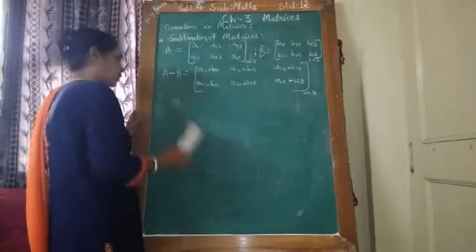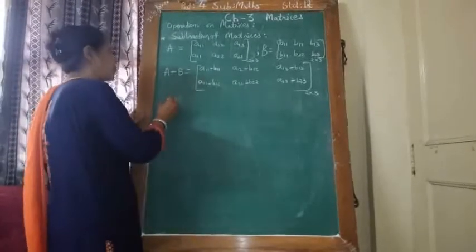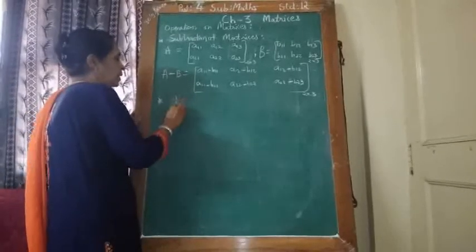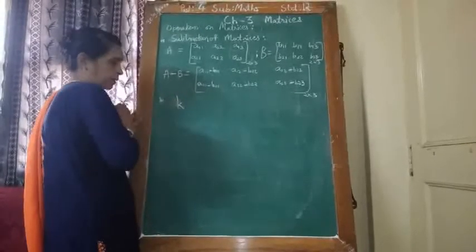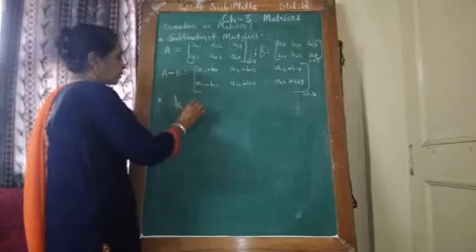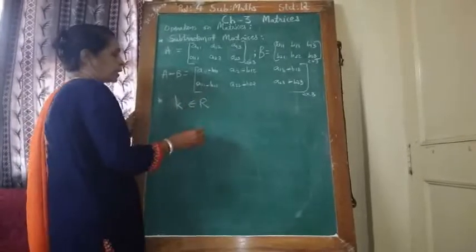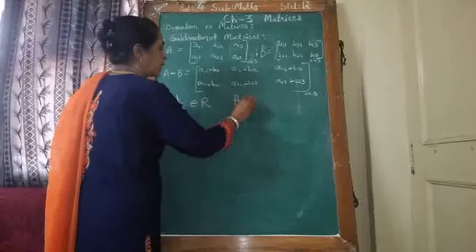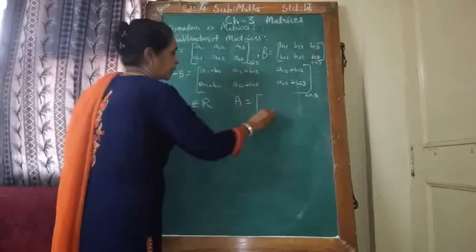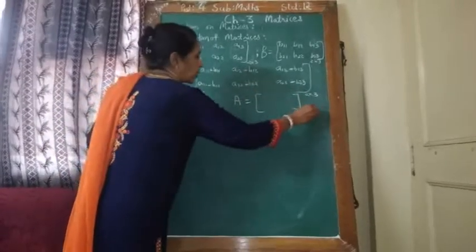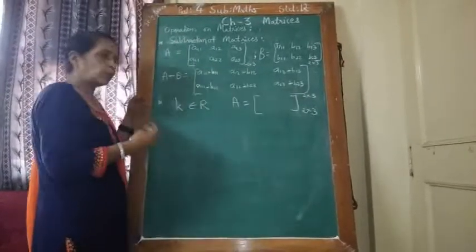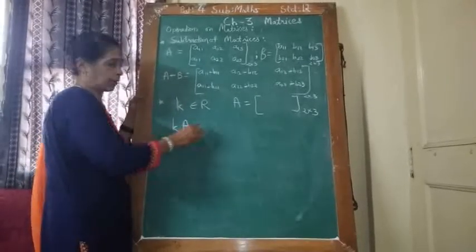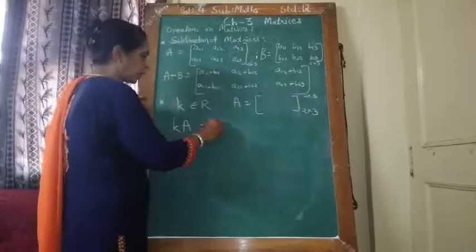Then scalar multiplication. What do you mean by scalar multiplication? How to perform it? Suppose some real number, say K, belongs to R, and you want to multiply this scalar with a matrix. The matrix is given of order 2 cross 3. Then how to do K multiplied by this matrix A?